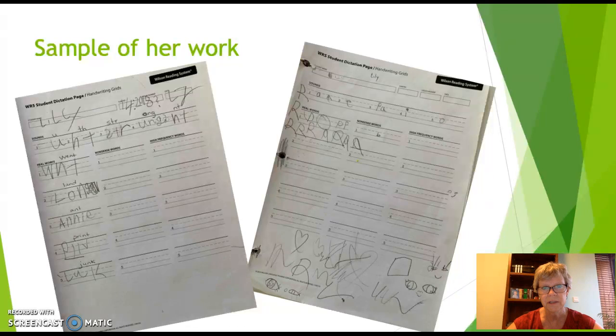This was part of her intensive vocabulary spelling quiz, and you can see frustration and just a complete loss of understanding of what to do.